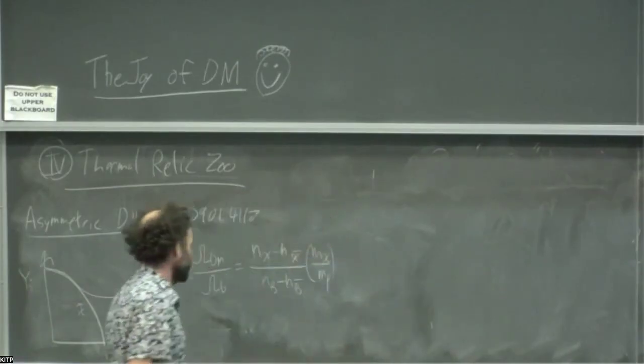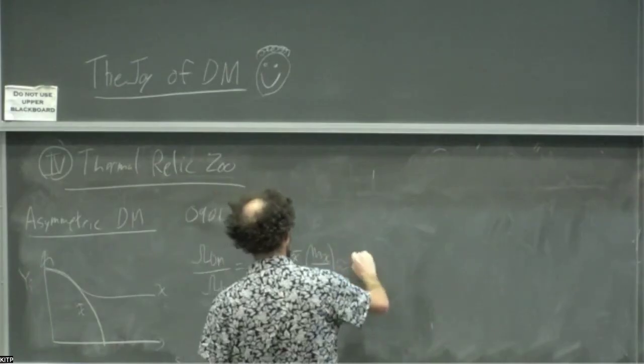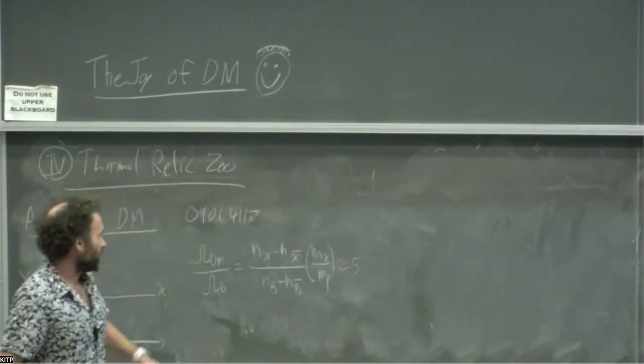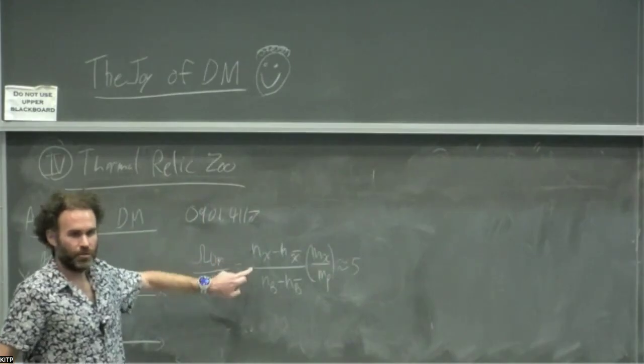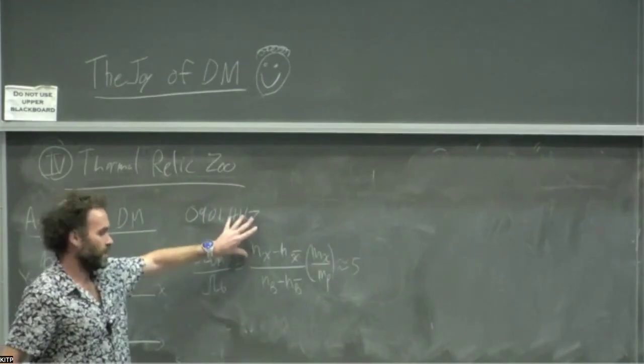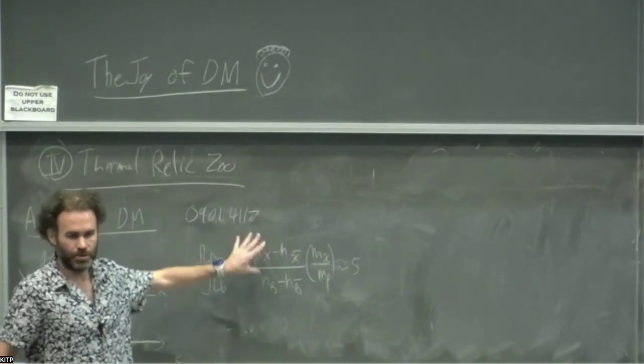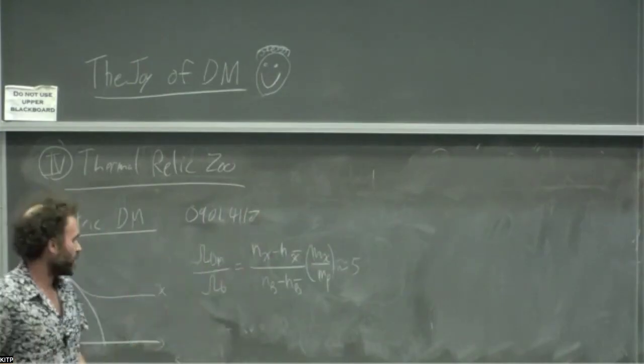Right, so we have the following, and this should be about 5. It's easy to make this ratio order 1. For example, you could have an operator that transfers an asymmetry between the two sectors, and then they're just related generally by an order 1 number set by chemical potentials.